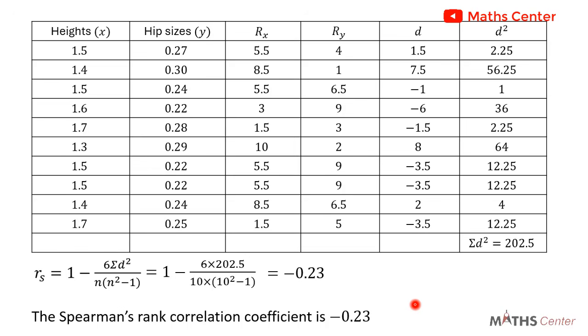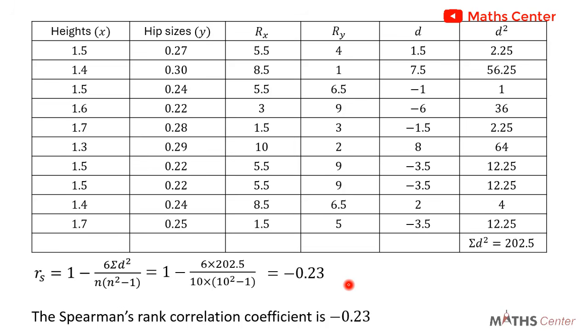And so this is how to find the Spearman's rank correlation coefficient for a given data when a particular score occurs more than once. You add the ranks for that score and then you find the average.